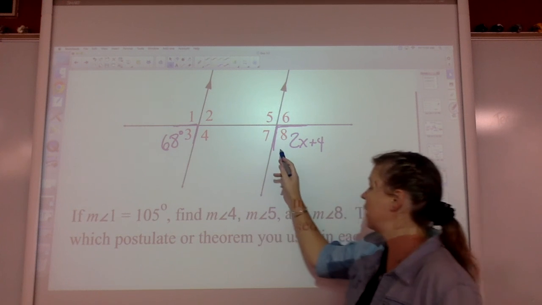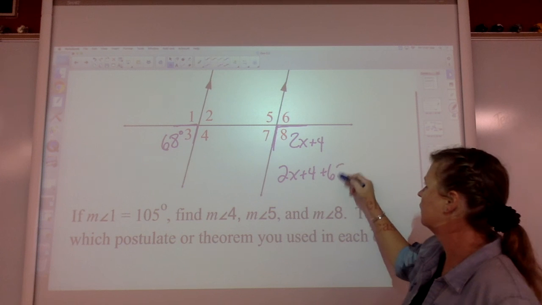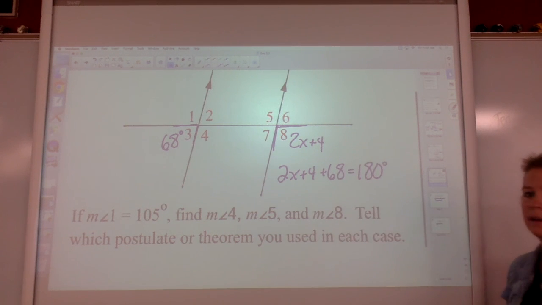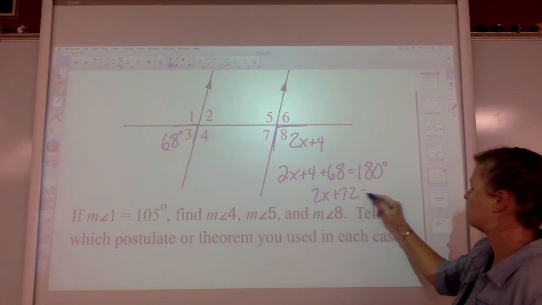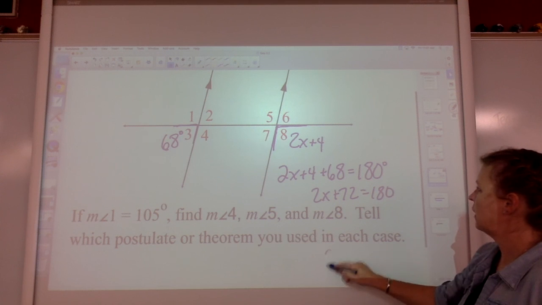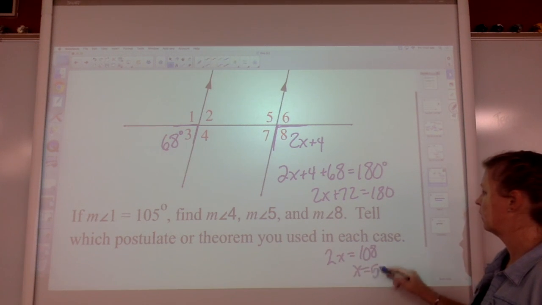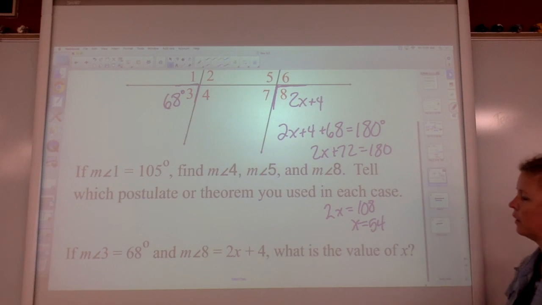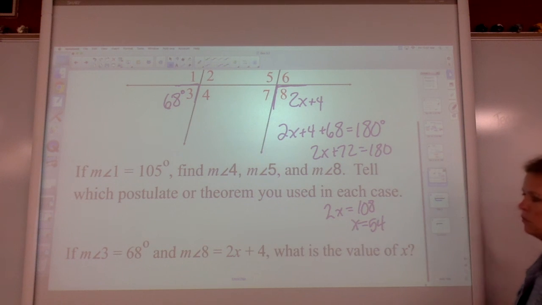If that's acute and that's obtuse, you know that all together they are going to have to be supplementary and add up to 180 degrees because everything on parallel lines does. Do the math. You get 2x plus 72 equals 180. You get 2x equals 108, and x equals 54. And that was down here for what is the value of x. If you want to double check it, plug it in, make sure you get 112, which we do.